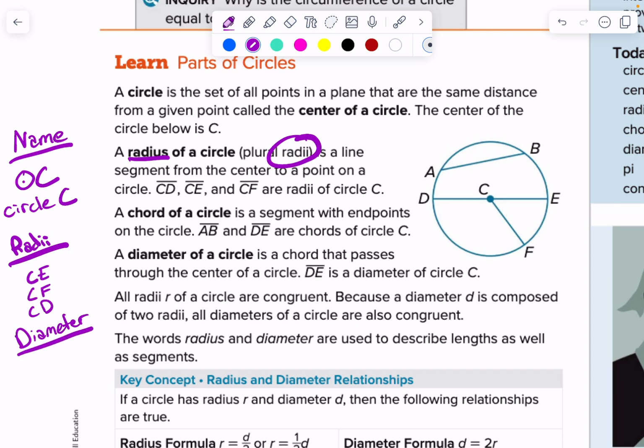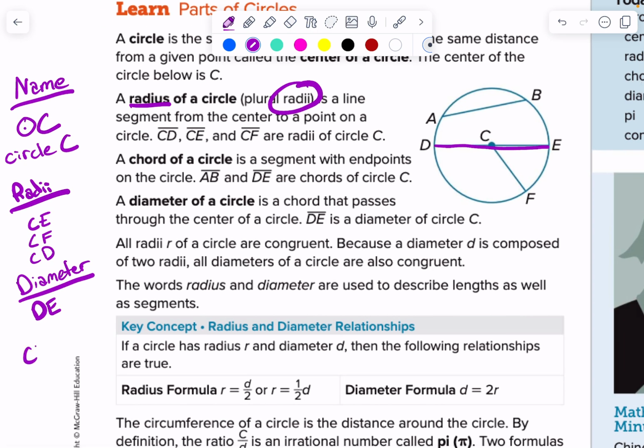And this one only has one diameter, although you could have multiple diameters. If I had one, let's say, going through here or going through here, it's just all the way across the circle through the center, okay? So this one has one diameter, and that diameter is DE. Is that distance across, okay?